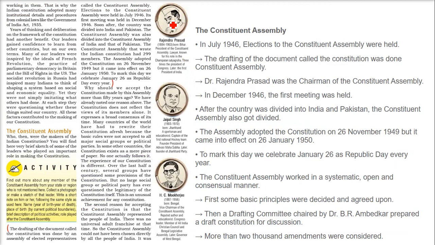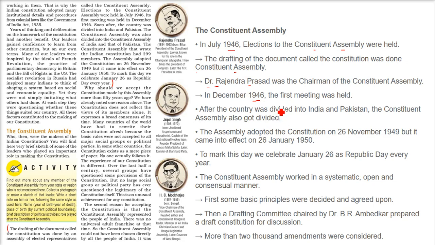So this happened. The Constituent Assembly, or Samvidhan Sabha, was made in July 1946. Elections were held for constituting the Constituent Assembly. The drafting of the constitution was done by this Constituent Assembly only. Who was the chairman of this Constituent Assembly? Dr. Rajendra Prasad. The first meeting of this assembly was held in December 1946.